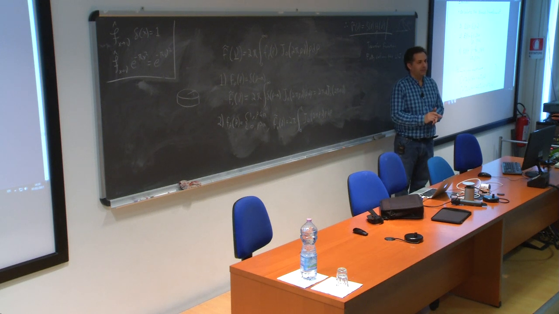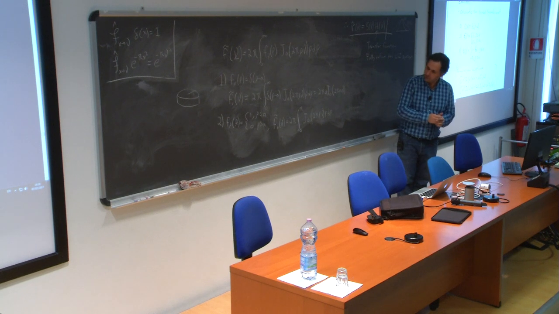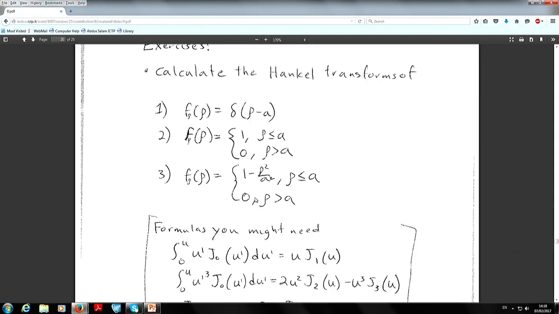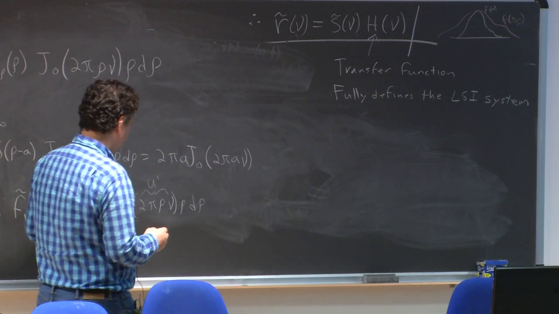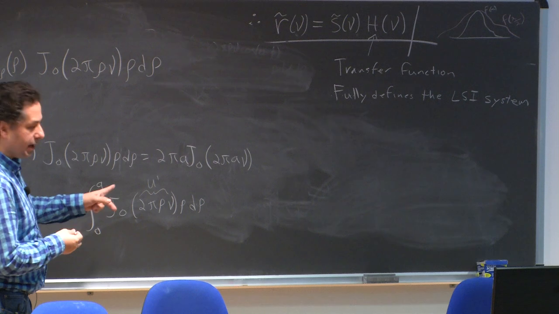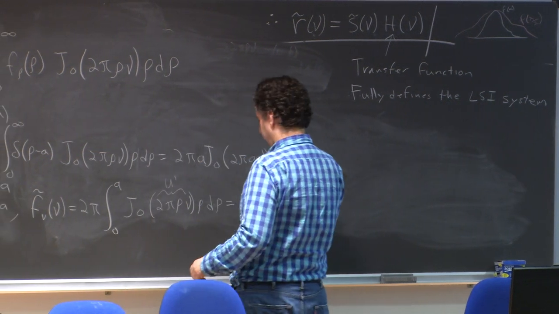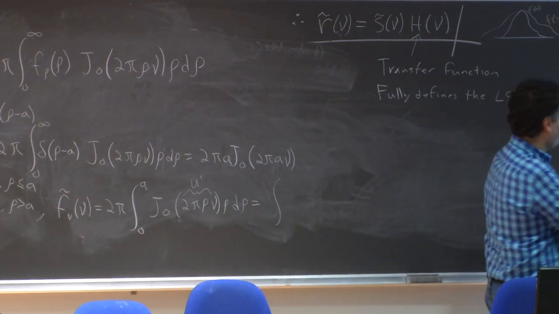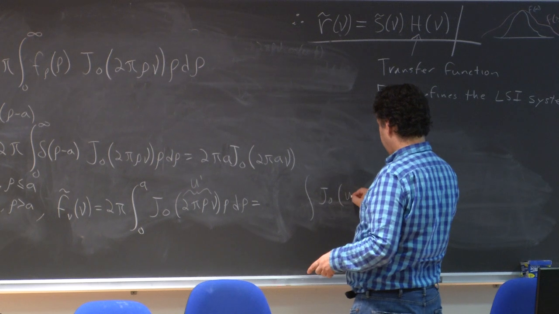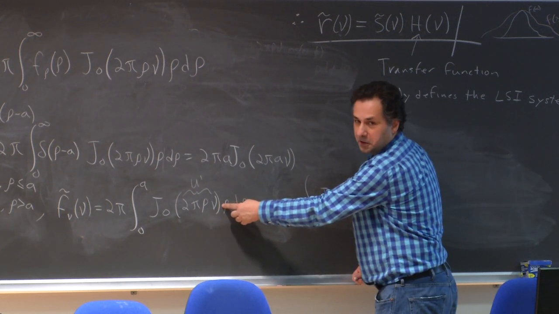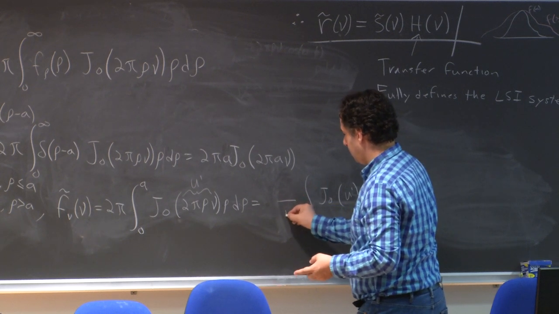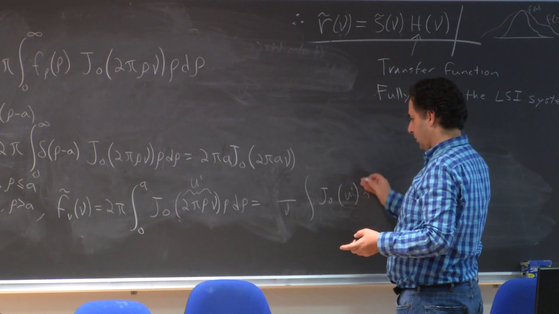And what do I do now? Oh, if I only knew the properties of Bessel functions. That's good. So I'm going to use that. So if I call this u prime, then I need to complete this u prime here. So I need to put a 2 pi nu. So I'm going to leave some room to put whatever I need there. So I have J0 of u prime, and then this rho to become a u prime needs what? A 2 pi nu. So I'm going to put a nu here. And then that's u prime.